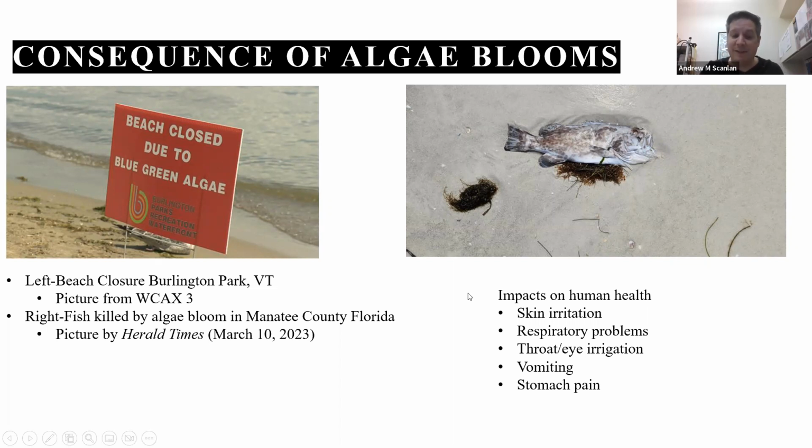And then if it is a toxic algae bloom, it can also lead to beach closures as well. Here we have a fish that's been killed by algae. Couple impacts of these toxic algae blooms could be skin irritation. Individuals that are prone to respiratory problems are typically affected by this because the toxins that are produced in these toxic algae blooms sometimes become airborne or aerosol. And if you inhale them, it can irritate your lungs or nasal passages. It can lead to throat, eye irritation, vomiting, and stomach pain.